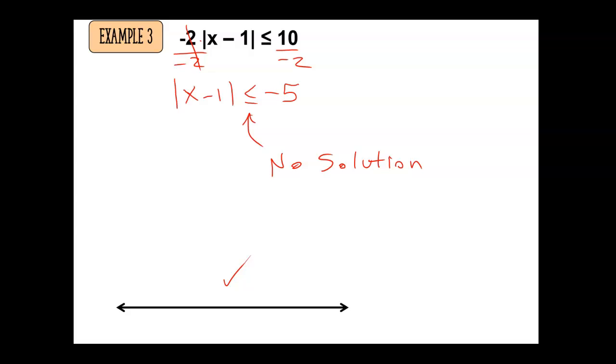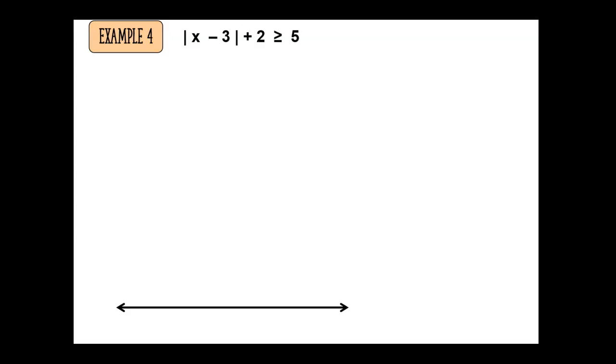All right. One more example. We'll do 4, and then I'm gonna let you try 5. Everyone with me? So example 4. Here we go. What do I do first? Minus 2 minus 2. Absolute value of x minus 3 greater than or equal to. What's 5 minus 2? 3.